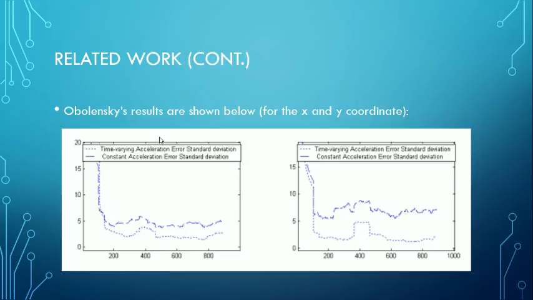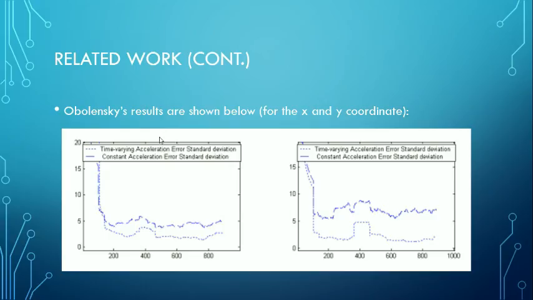So these are just a few of the results that he had, and he was trying to track a car from a surveillance video. The plot on the left is the error when measuring the x coordinate, the x position, and then on the right is the y position. The solid line that you see is when he used the constant acceleration model. Then the dashed line is the time varying acceleration model.